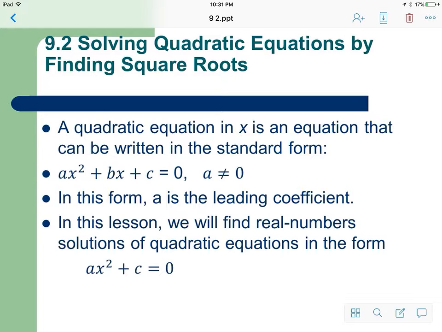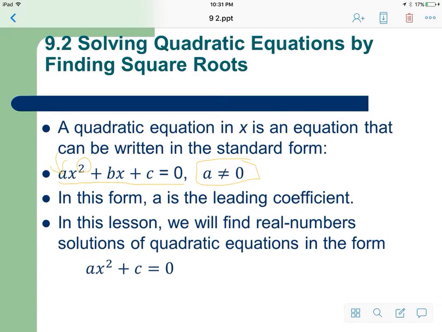A quadratic equation in x is an equation that can be written in the standard form ax squared plus bx plus c is equal to 0. That's going to be the standard form. Remember, the way that you can tell an equation is quadratic is that it will have a variable squared. And always write the x squared term first, then the x term, then the constant, and set it equal to 0. Notice a in this equation can never equal 0.